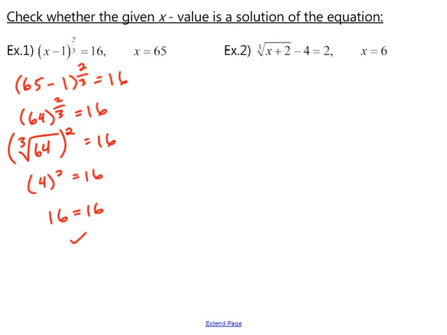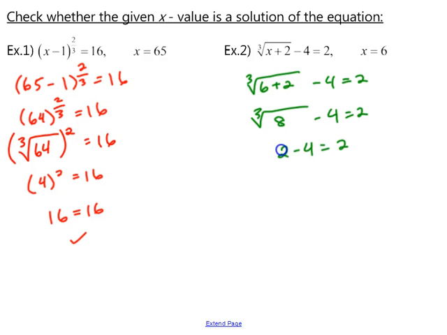Now when you take a look at the second example, we're going to do the same thing. Take the value of 6, substitute it for x, and see if this equation is true. So we have the cube root of 6 plus 2, minus 4 equals 2. 6 plus 2 is equal to 8. The cube root of 8 is going to be 2, minus 4 equals 2. 2 minus 4 is negative 2, and that does not equal 2. Though it's very close, they don't actually equal each other, so this is not a solution.